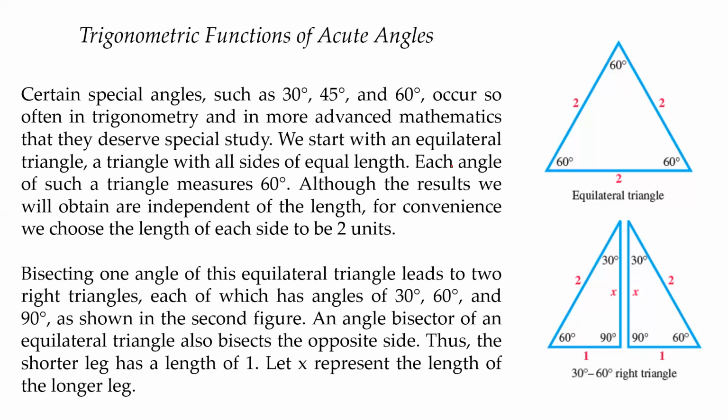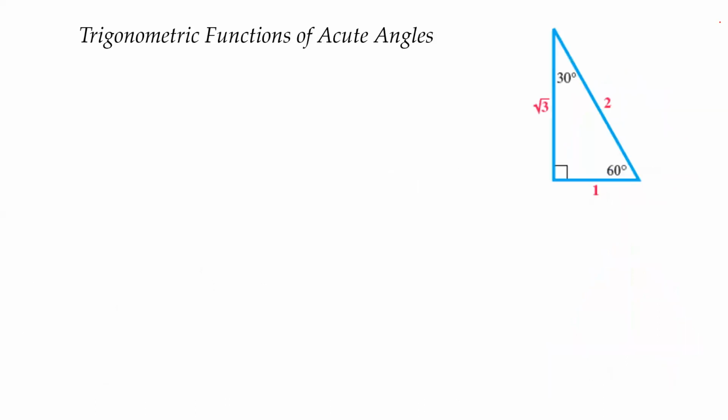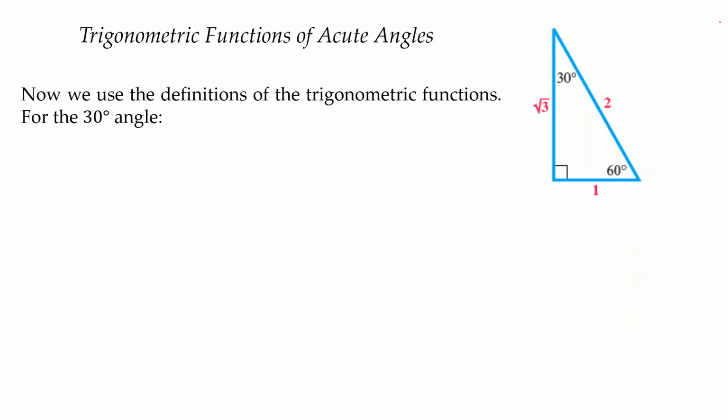Thus, the shorter leg has now a length of 1, and we let x represent the length of the longer leg. So what it did was bisect. Since you bisected it, you divided it in half. That is why it is 30 and 30, and then 1, 1. And of course, this side will remain 2, and this side as well. So what we're going to do is derive the square root of 3.